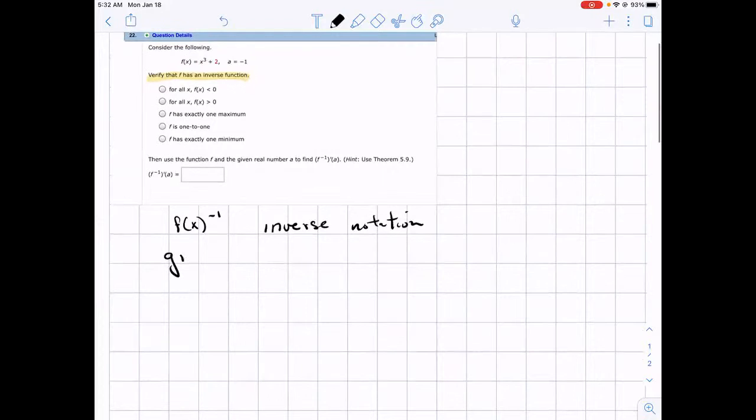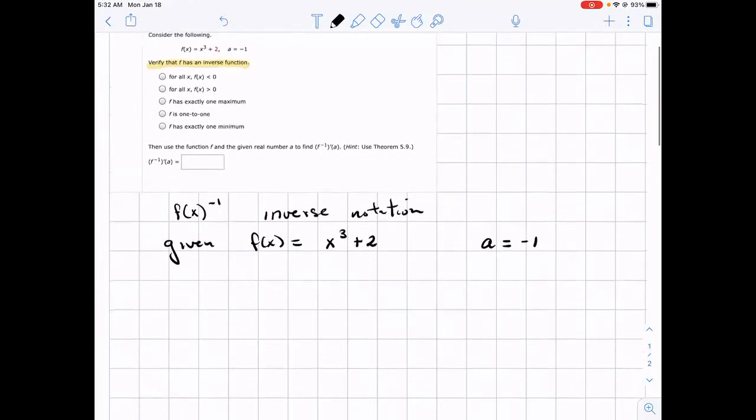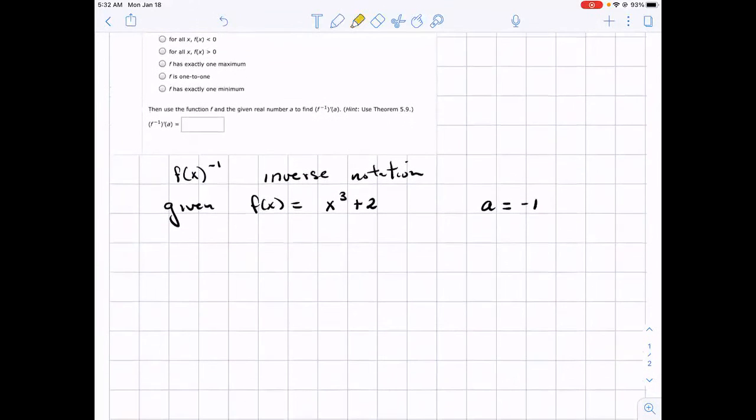So you're given f of x is equal to x cubed plus 2, and also given that a is equal to minus 1, which is something that they will ask you about later. If you're asked to find the inverse of a function, which is this function here, there's a series of steps. First, replace f of x with y. So y is equal to x cubed plus 2.